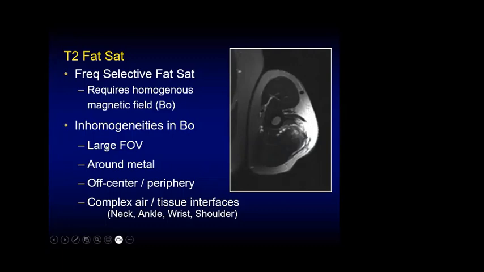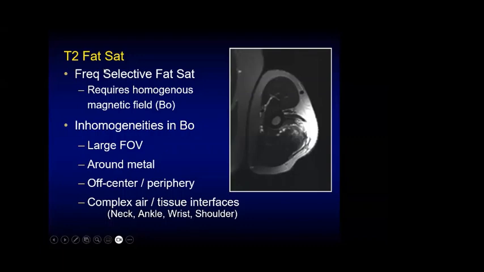There are also other examples of how the magnetic field becomes inhomogeneous, and then you get failure of fat suppression: if you have a larger field of view, if you have metal in the field of view, and also in anatomic areas where there's a complex air-soft tissue interface, for example, in the ankle, the wrist, and around the shoulder. These areas are very notorious for failure of fat saturation.